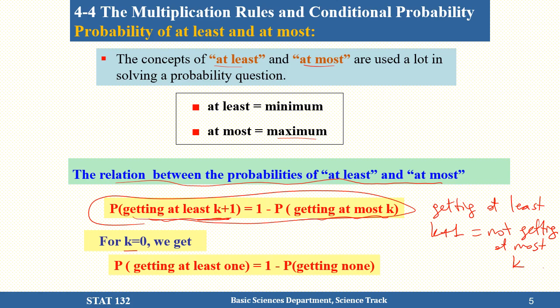So if you set k equal to 0, then you get this result: the probability of getting at least 1 is equal to 1 minus the probability of getting none. Because they're complement events.